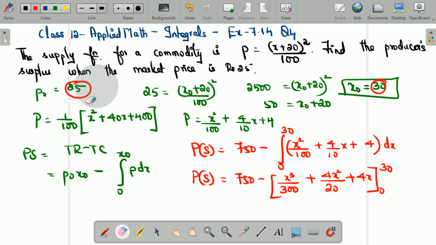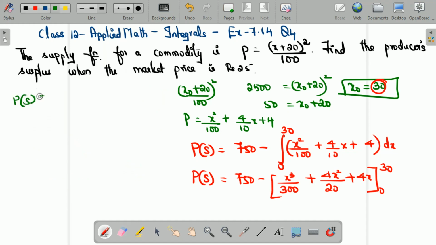Now let's simplify. PS is going to be equal to 750 minus, this is going to be x cubed divided by 300 plus x squared divided by 5 plus 4x between the limits 0 to 30. Remember when I substitute the lower limit 0, all this function is going to vanish. So only I'm going to substitute the upper limit.